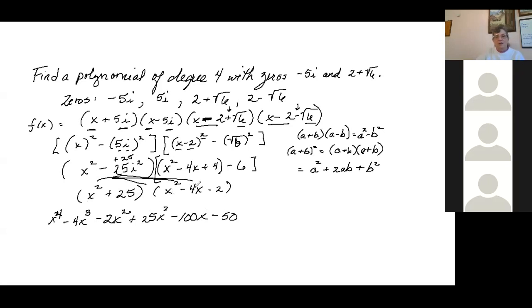Now, plus minus minus, plus minus minus, plus minus minus, the signs are right. The exponents are 2, 1, 0. So this goes 4, 3, 2, same pattern. 2, 1, 0. Okay, so f of x is going to equal x to the 4th minus 4x cubed plus 23x squared minus 100x minus 50.